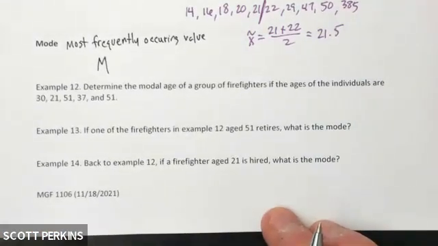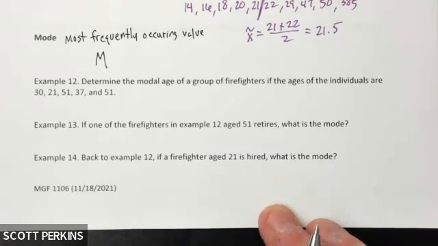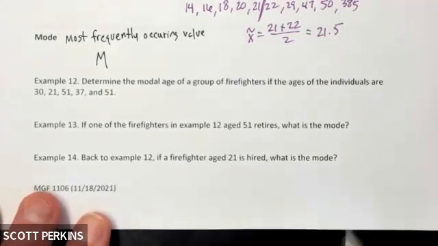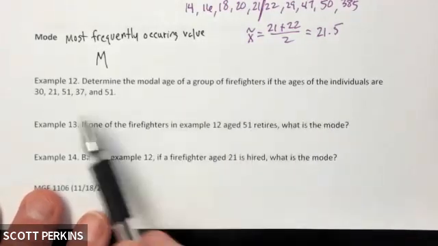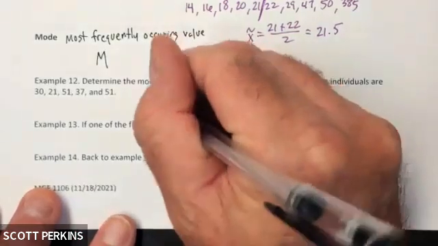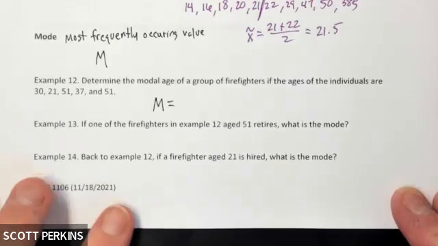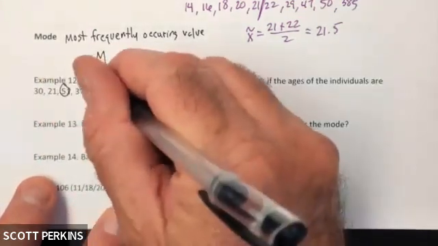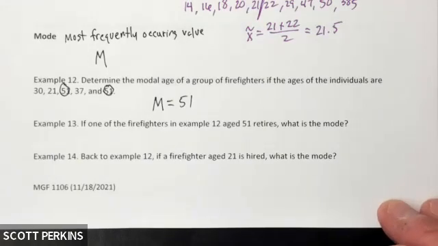So I have 3 examples because I want to show you one of each situation that might happen, so that you've seen everything that can possibly happen with the mode and there's no mysteries. So the first thing, example 12, determine the modal age of a group of firefighters if the ages, we're going back to the original set. We've got the 30, the 21, the 51, the 37, the 51. In that set of values, is there a value that occurs most? 51. Okay, 51 is repeated. It happens twice. And so that is going to be the modal value. Most of the time, the mode is very straightforward. It is just the value that occurs more than every other.